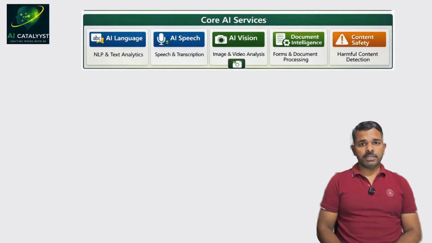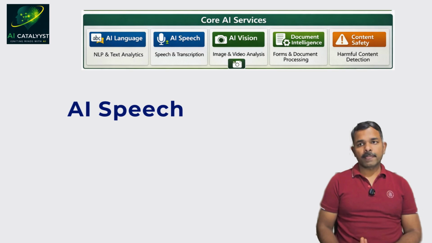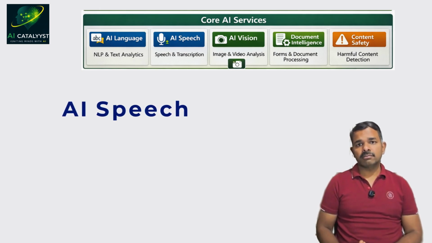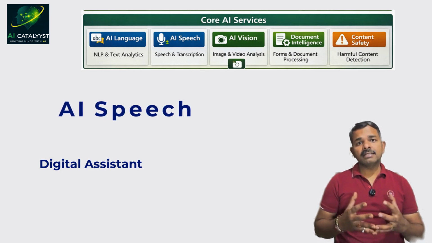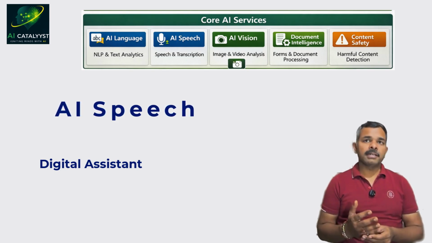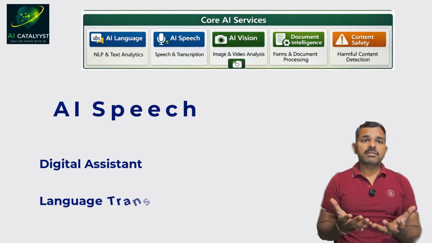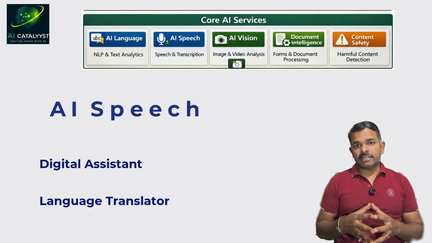Next is AI Speech. As the name suggests, it's all about voice, be it text to speech, speech to text, or maybe real-time translation. That is why it is being majorly used as a digital assistant at call centers or a personal assistant, and some applications are using it as a real-time language translator.